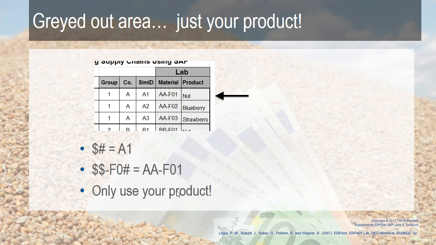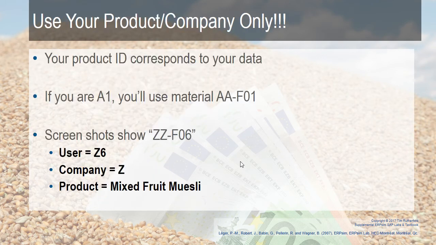So only use your product within these. Your product ID corresponds to your data. So if you are A1 using material, you'll be using material AA-F01. The screenshots, however, consistently show ZZ-F06. So that's user Z6. That means it's company Z, and the product F06 is 500-gram mixed fruit muesli.